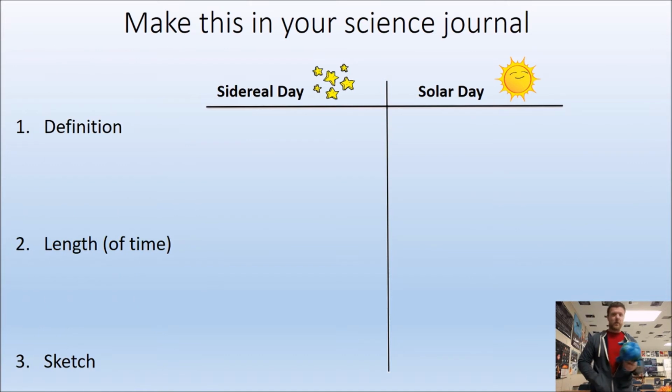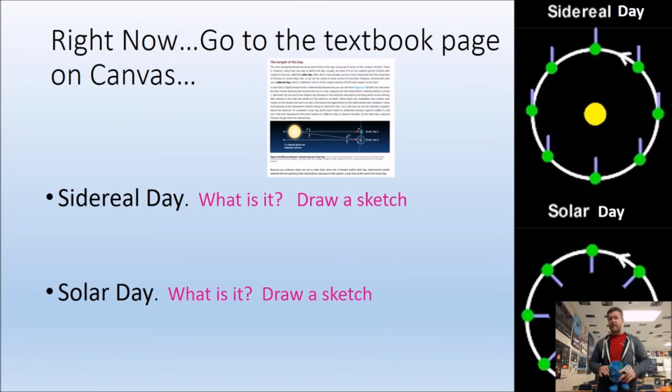In your science journal, I would like you to make this little T-chart. Okay? Sidereal day on one side, solar day on the other. And then you guys need to have a definition, a length, as well as a sketch. Now go to this link, and I want you guys to fill in as much of this T-chart as you can on your own before I go over anything.